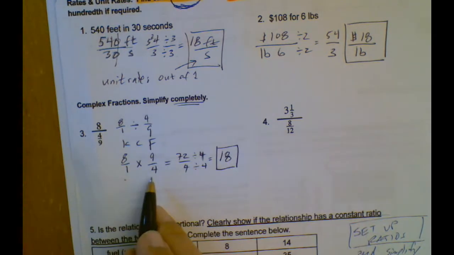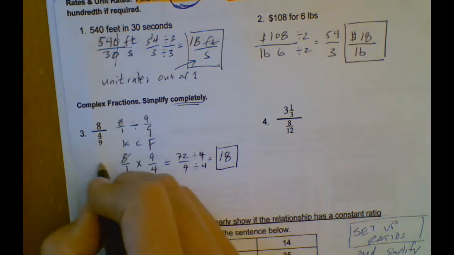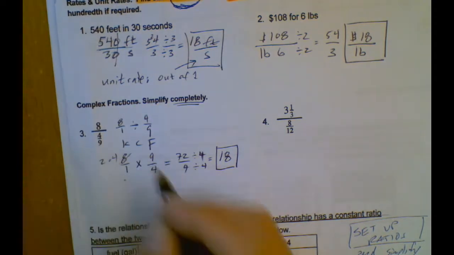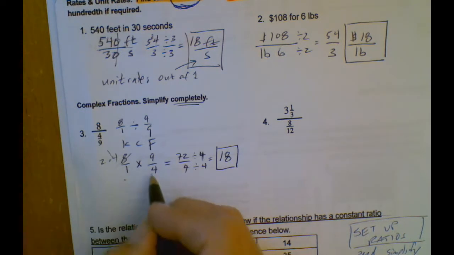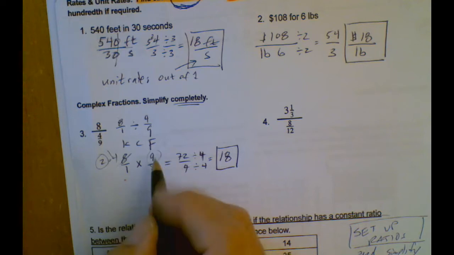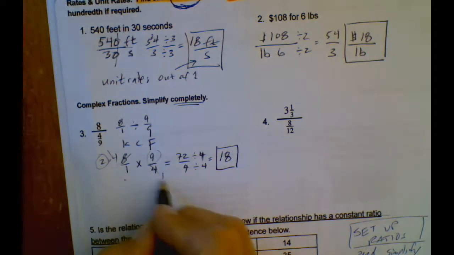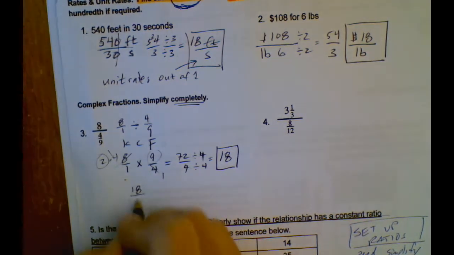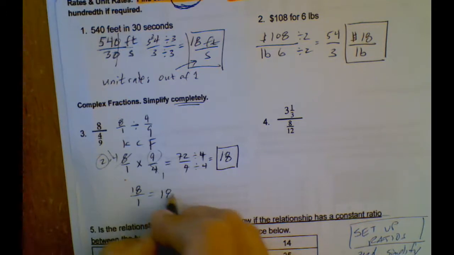Or if I do it this way, I see that 8 is the same as 2 times 4. And if I do that, the 4's will cancel out. And so on top, I'm left with 2 times 9. On the bottom, I'm left with 1 times 1. I have 18 over 1, or 18.